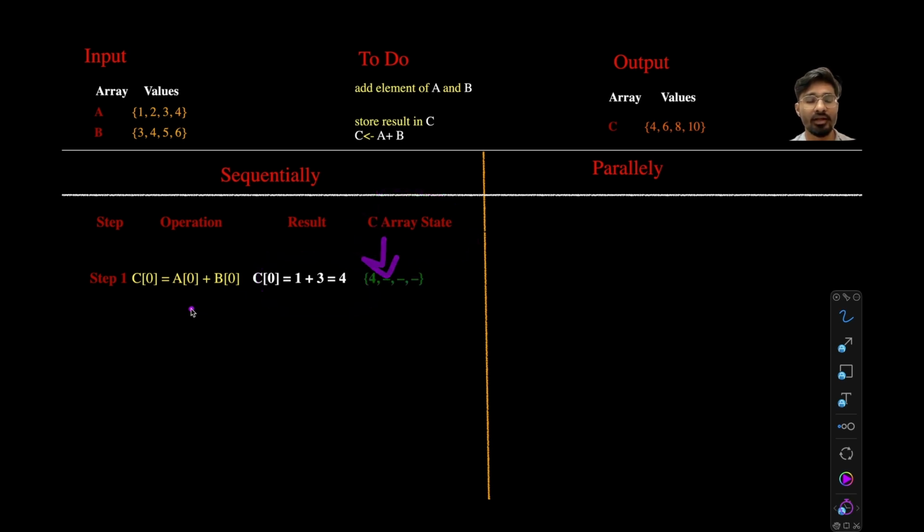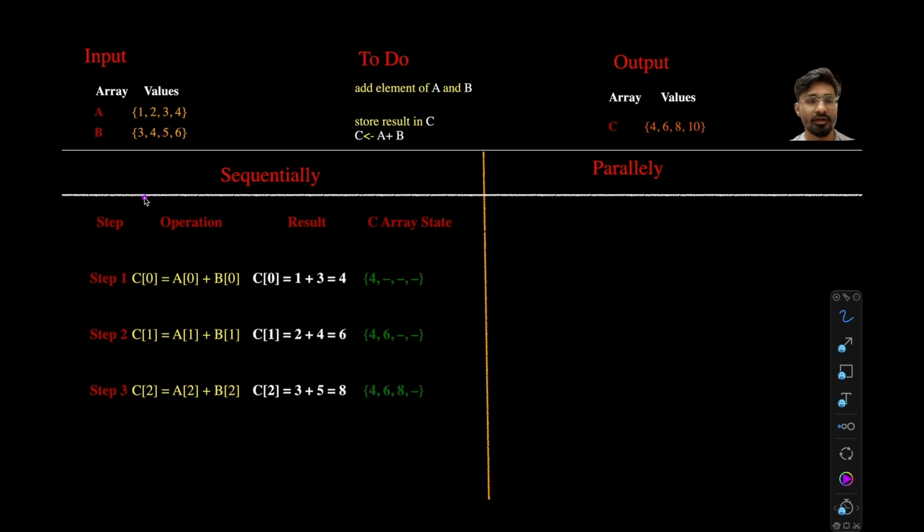In step 2, we compute C1 equal to A1 plus B1, which is 2 plus 4, so it comes to 6. In step 3, we add 3 and 5 and the result is 8. In step 4, we add A3 and B3. The values A3 and B3 hold are 4 and 6, so it becomes 10 after addition. So 4, 6, 8 and 10 will come.